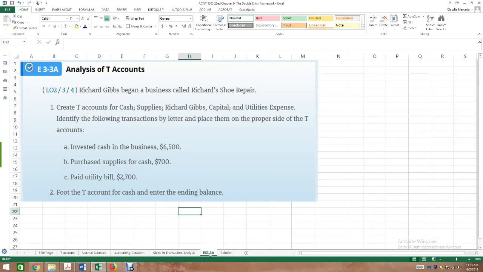Third transaction. You paid your utility bill, $2,700. So what are you paying? Your utilities. How are you paying your utilities? With cash. Anytime you see the word paid, it means that you're using up your cash. So the first thing I'm doing is, what am I paying? I'm paying my utility bill.